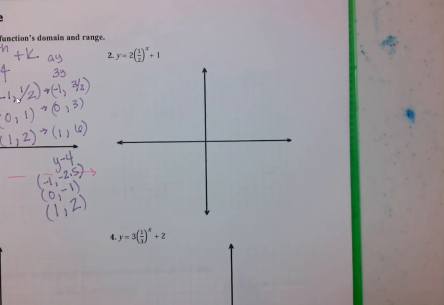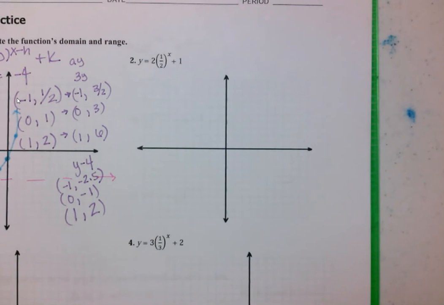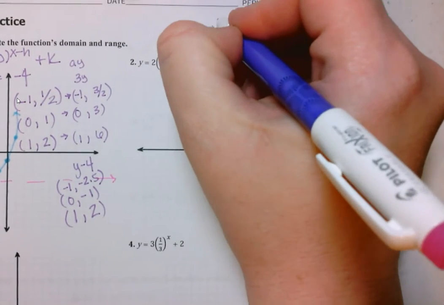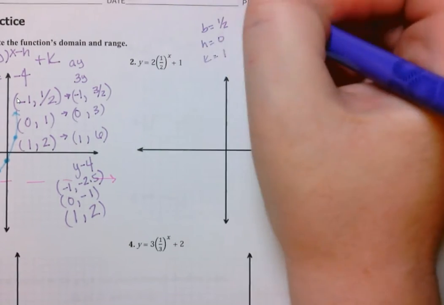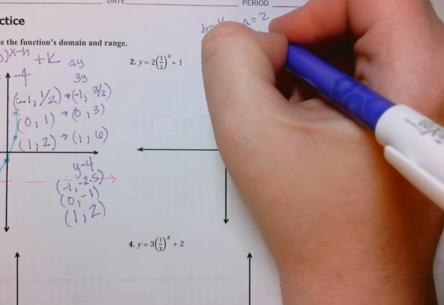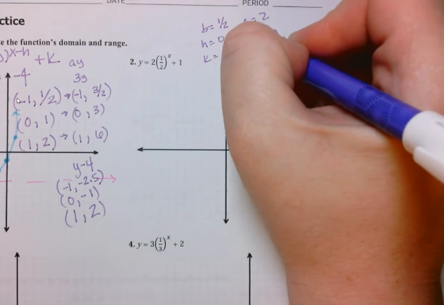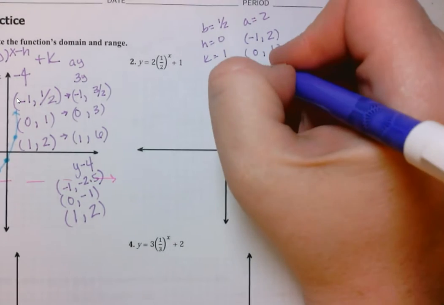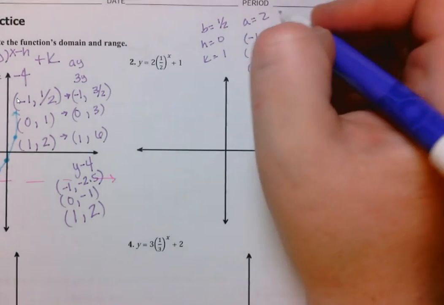So, number 2, and I know these graphs are really hard to see. I apologize. I printed them, and so I have a feeling if you print it at home, they're really hard to see as well. So, b equals 1/2, h equals 0, k equals 1, a equals 2. So my starting points are going to be -1, the reciprocal 2, 0, 1, 1, 1/2. Since this is a half, it's going to be a decay.